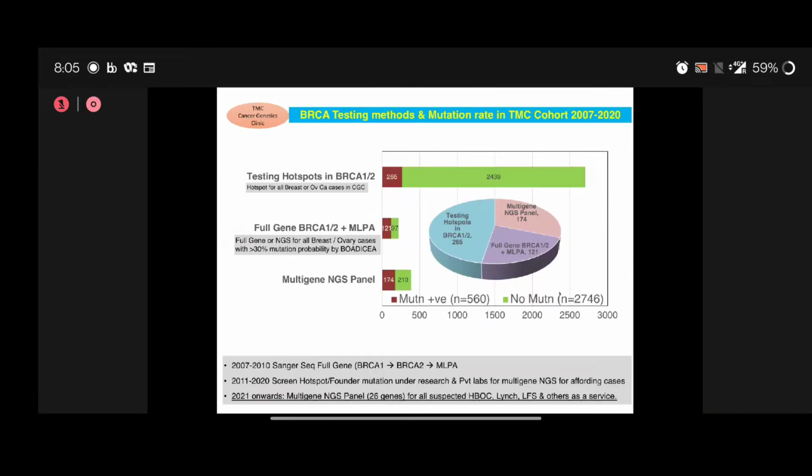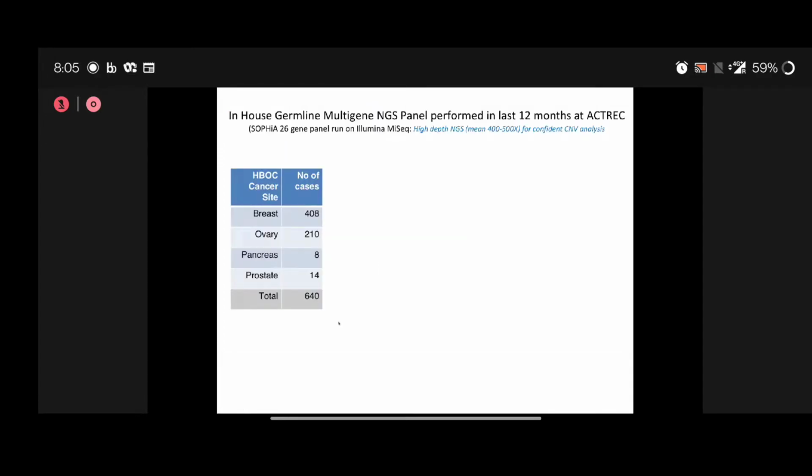So these are the testing methods we were using earlier. We tried various ways. From 2007 we set up our own lab. We used to do Sanger sequencing, and then only hotspot mutation testing, and afford patients in private labs outside. And now we are doing an in-house multi-gene panel. With different methods, you find different kinds of mutations. I will show you that in the last 1 year, we have done over 1,000 in-house germline multi-gene NGS panels.